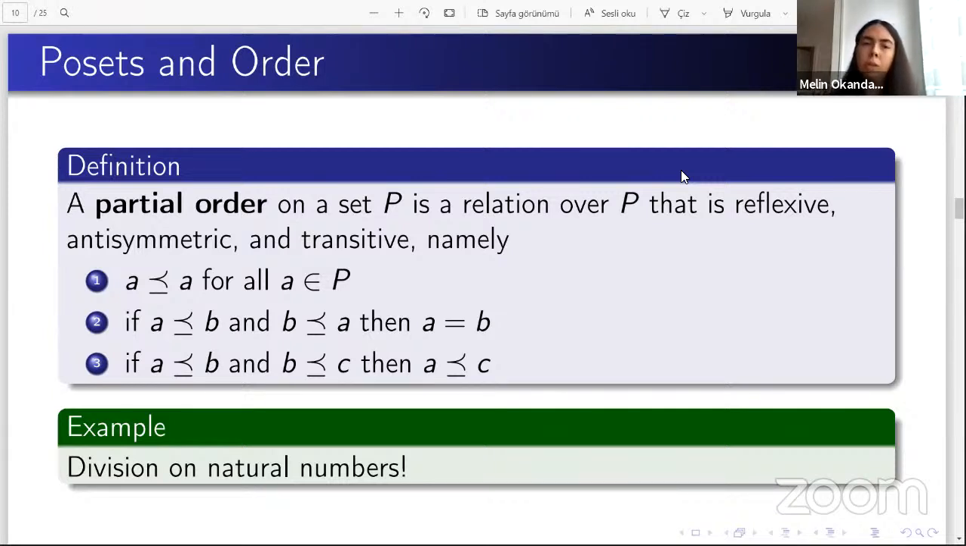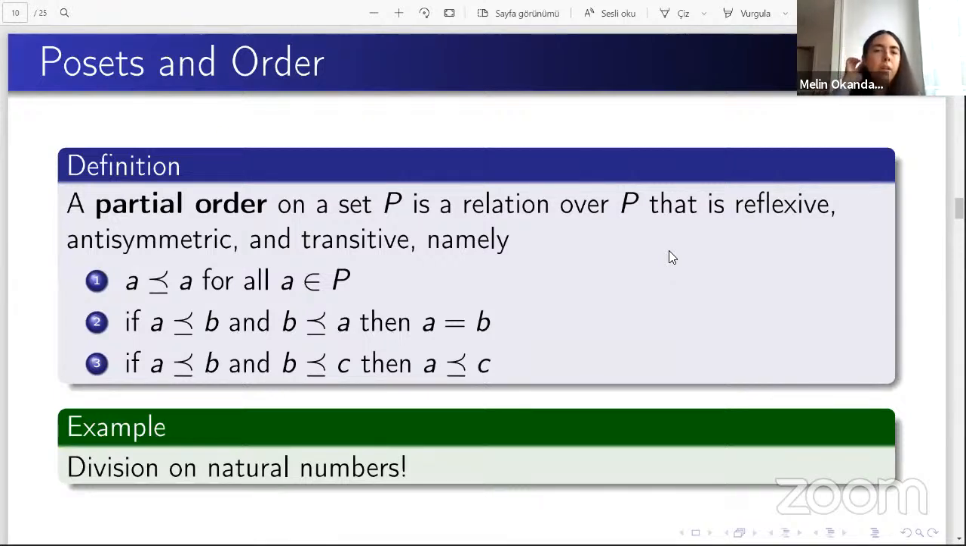A partial order on a set P is a relation over P which is reflexive, antisymmetric, and transitive. Let's look at an example. We can take division on natural numbers. You may have noticed that each natural number divides itself. So this means reflexivity. In the natural numbers, for example, if 2 divides 10, there's no way for 10 to divide 2. So this is antisymmetric. And also there's transitivity on the division, because if 2 divides 10 and 10 divides 20, this means that 2 also divides 20. So this is transitivity. This is an easy way to see what a partial order is.